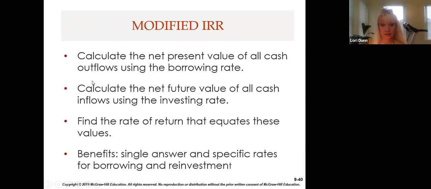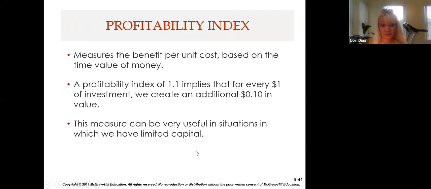So that's what they're talking about there. There are some controversies about which one is better before we talk about profitability index, and you could read about that on page 296.